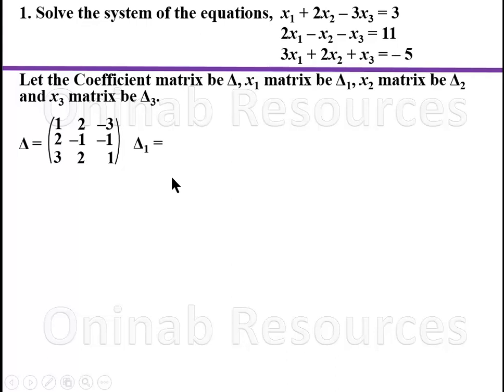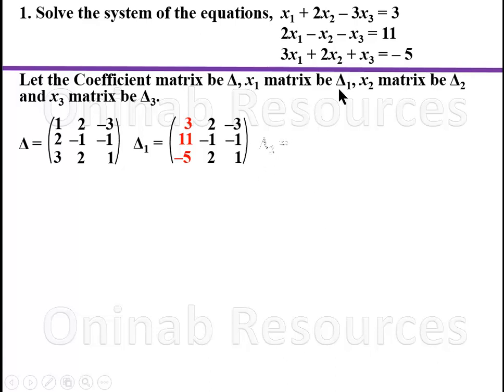In the x1 matrix, which is delta 1, we remove the first column and replace it with the constant column, which is 3, 11, and negative 5. So we still maintain the second column and the third column. So that will be 2, negative 1, 2, negative 3, negative 1, and 1.